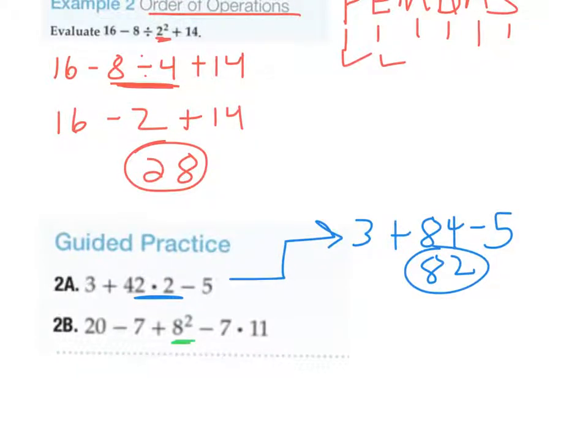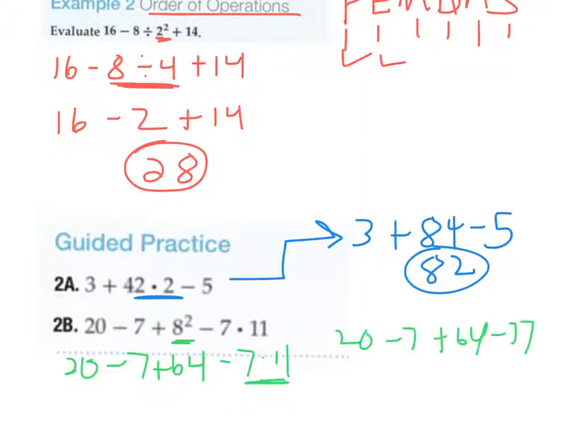This problem I have to do the exponent first, that's 64, so I have 20 minus 7 plus 64 minus 7 times 11. Now we do our multiplication, that's this part. So we end up with 20 minus 7 plus 64 minus 77. And if we do that in order, we would get 0. And so there's my answer.